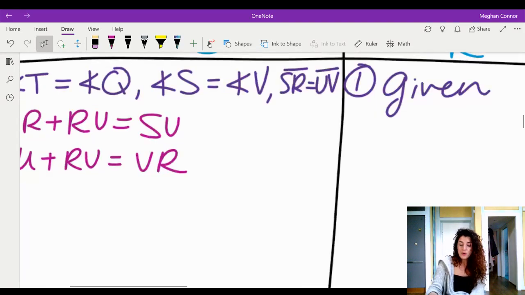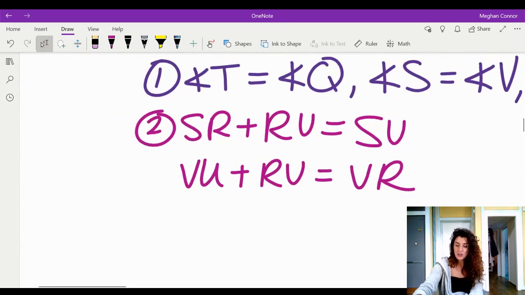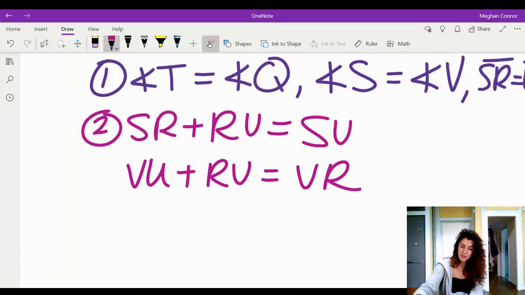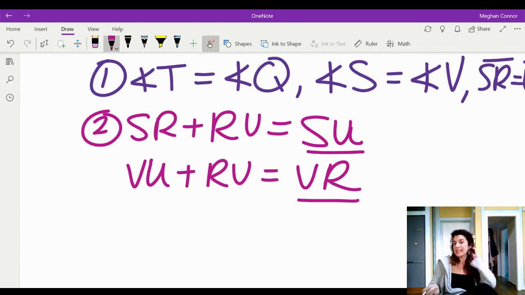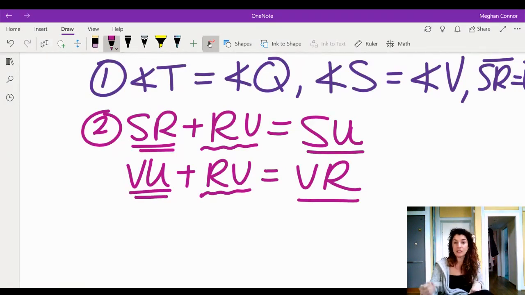I want to prove that SU and VR are equal to each other, which means I need them to be in the same equation. In order to do that, I need to create a relationship between them, and I don't have that yet. What I do have is that RU is in both of them, which is nice. And I do know that SR and VU are equal. It's been given to me.